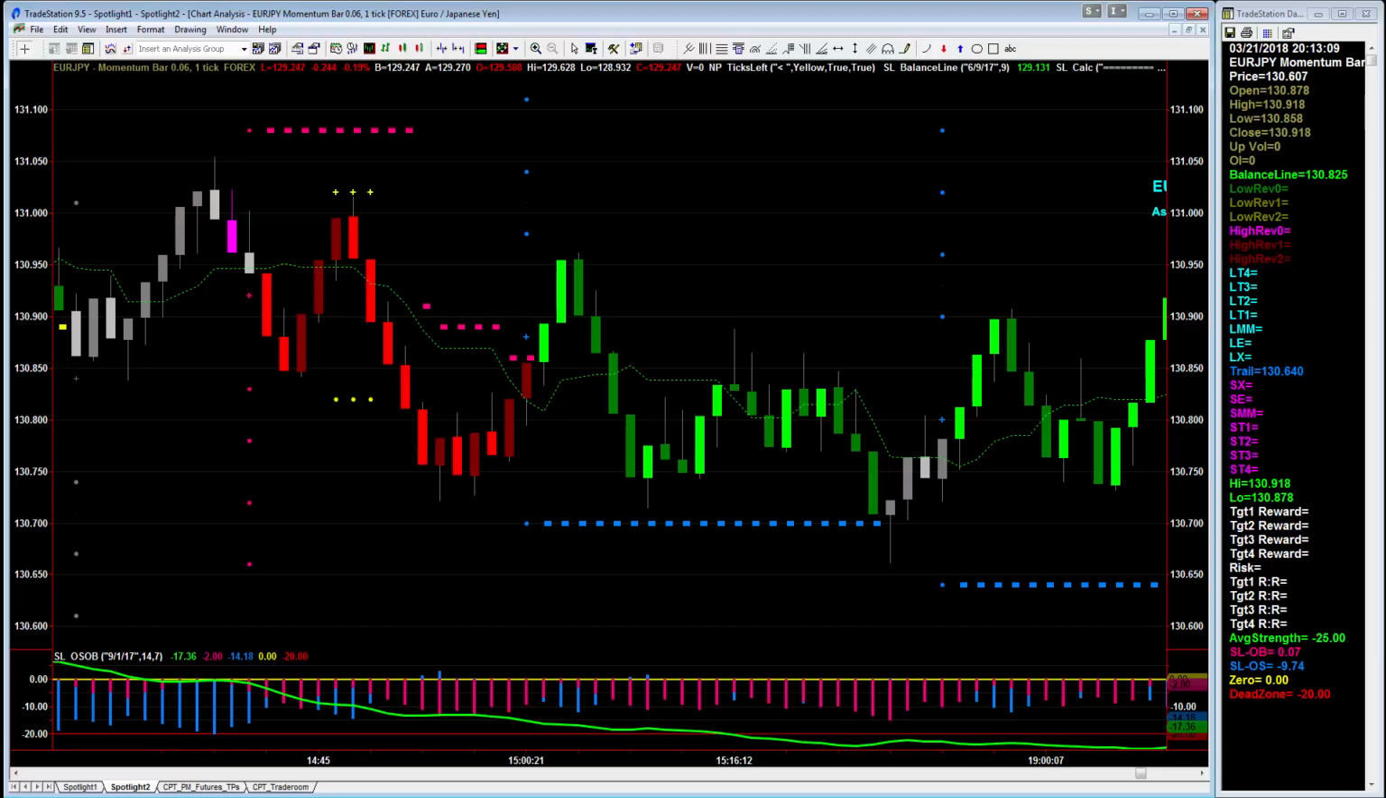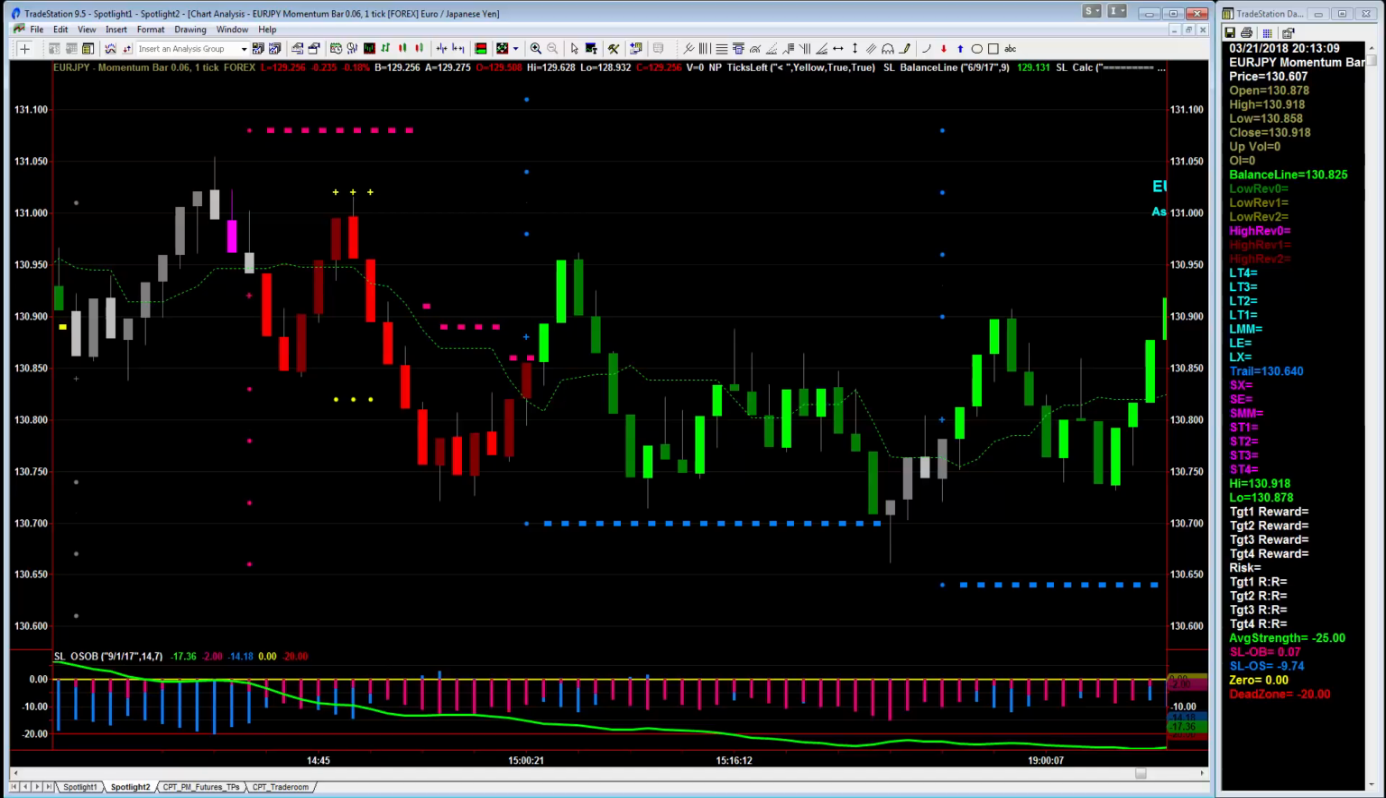So I'm going to start with some Forex. We're going to look at the Euro-Yen. This is a really nice trade plan. We've been using it for a long time. This uses a 6-pip momentum range bar. Okay, so with TradeStation, it's a momentum bar. With NinjaTrader, it's a range bar.